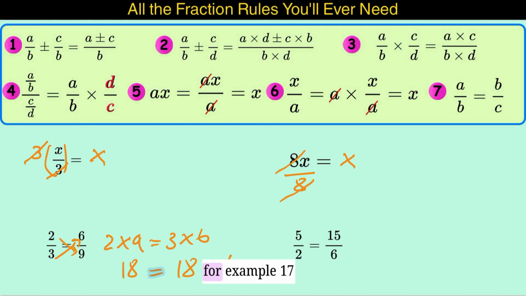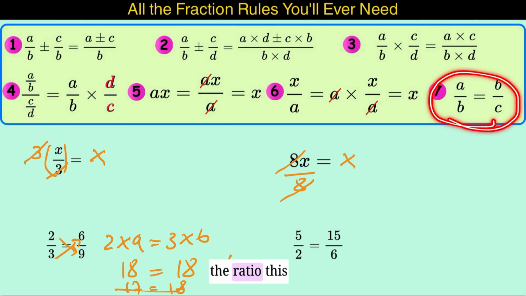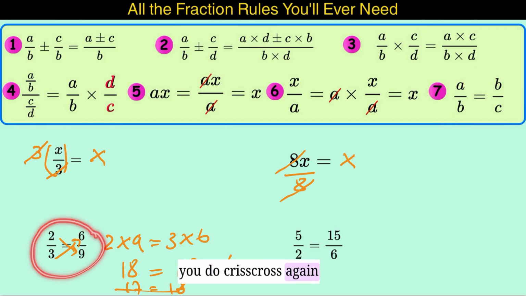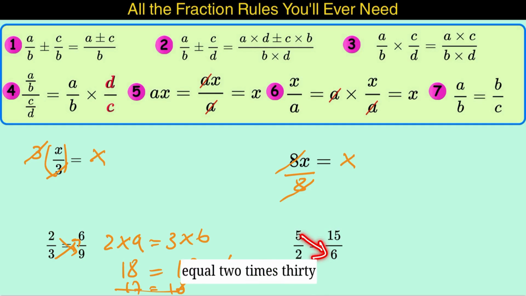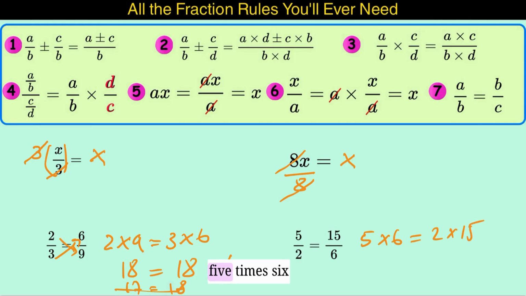If you find a number, for example, 17 is equal to 18, this is wrong. 17 doesn't equal 18. That means you are doing something wrong. So this is for a ratio. To get rid of fractions in the ratio, this is what you do: crisscross. Again, 5 times 6 is equal to 2 times 15. 5 times 6 is 30. 2 times 15 is 30.